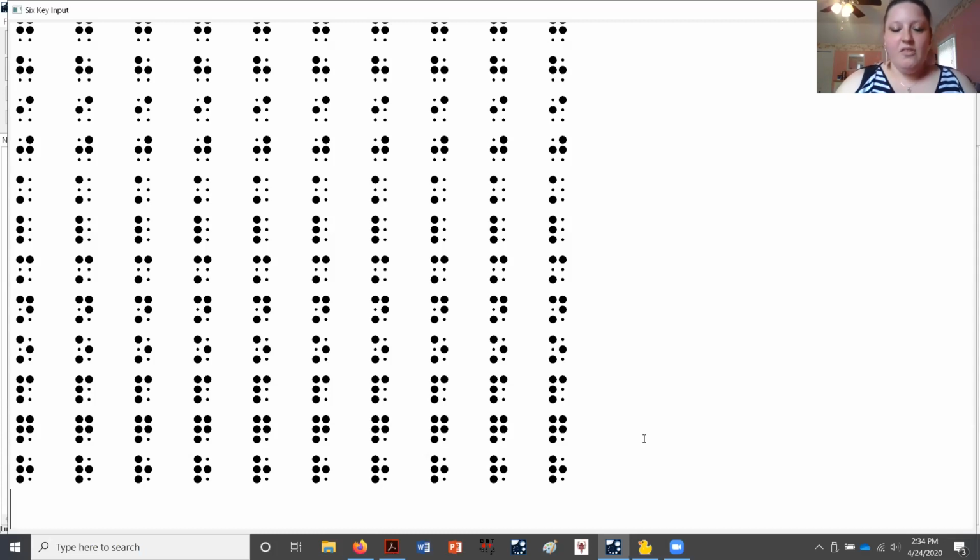All right, moving on to the letter S. So letter S is dots 2, 3, 4. So that is the key letter combinations D, S, J. And on the Braille writer, that's your left middle finger, your left ring finger, and your right pointer finger. So let's write it 10 times each.